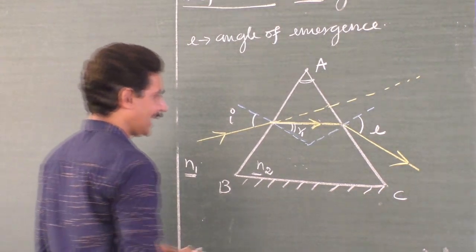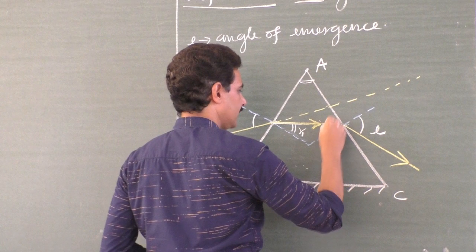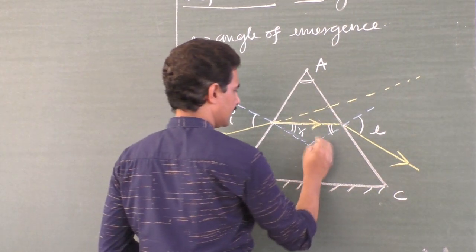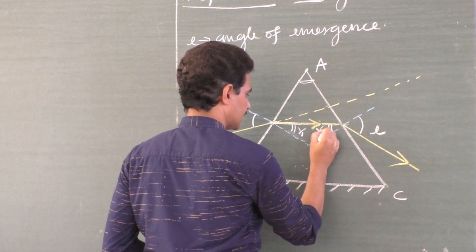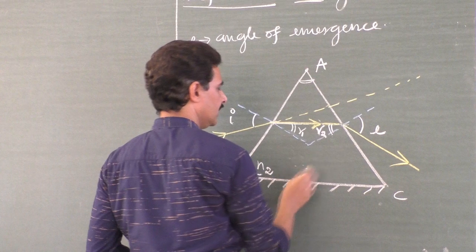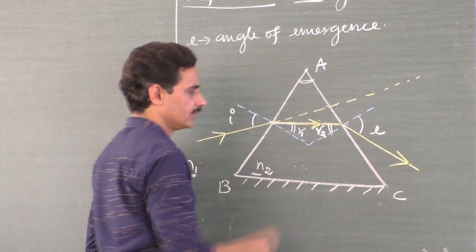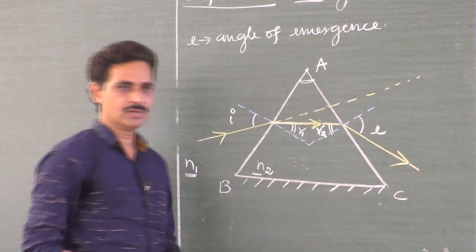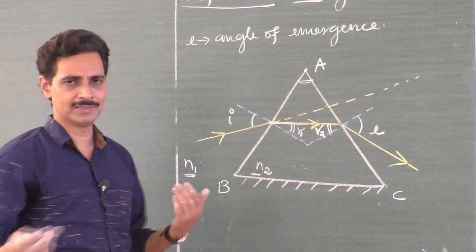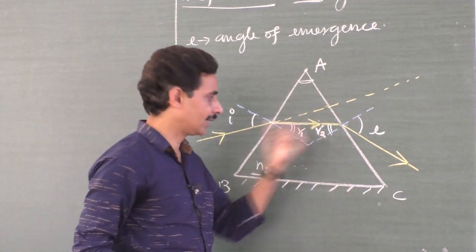Now how do you call this angle, sir? This is the angle of incidence for this surface. But I don't call it the angle of incidence. I will call it the angle of refraction only. It is r2. Sir, why do you call it the angle of refraction? Is it not the angle of incidence for this surface? Yes. There is no rule that you have to indicate the angle of incidence with I only. You can take any symbol. But why did you indicate it like this?